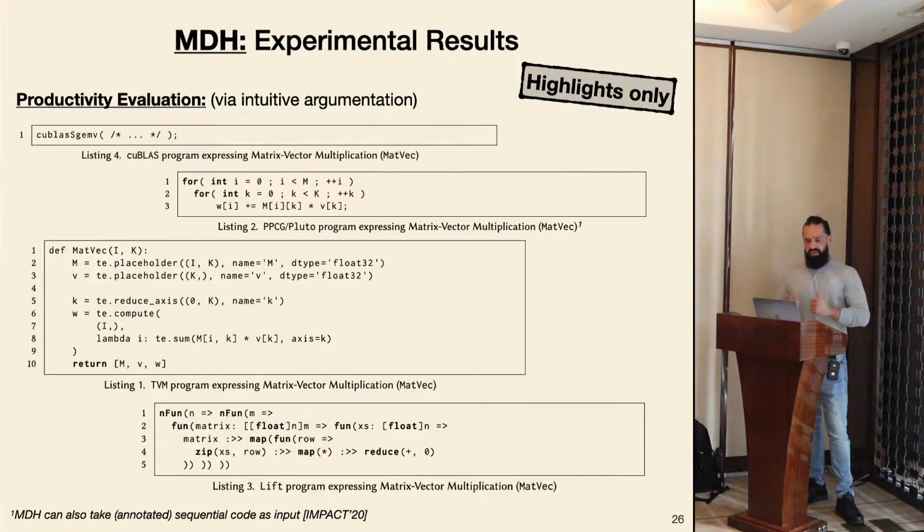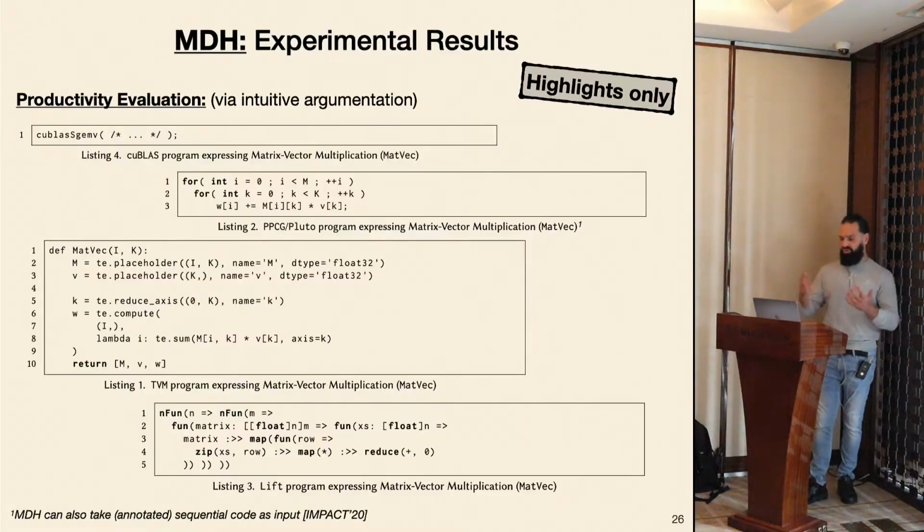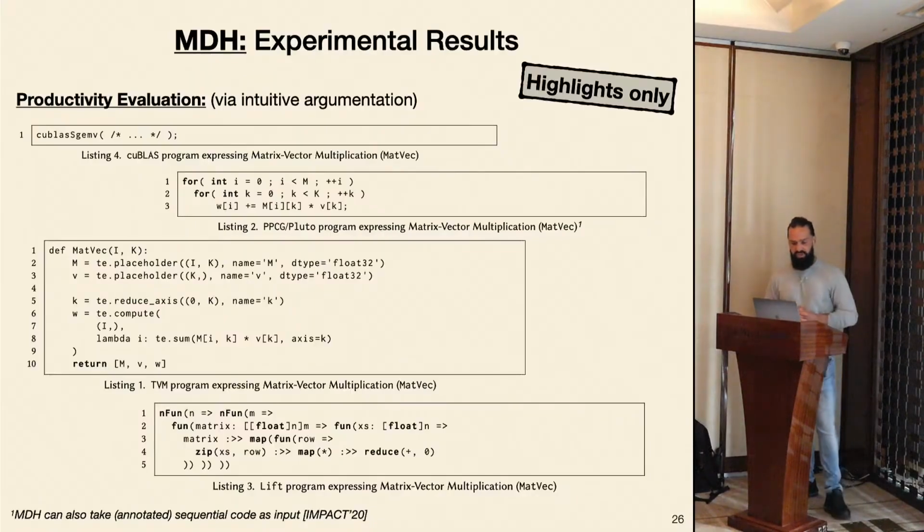And the product evaluation of our paper is based on intuitive argumentation actually, because classical code metrics like lines of code or development effort are not very meaningful for the short and concise programs as used by MDH and also the competitors here.